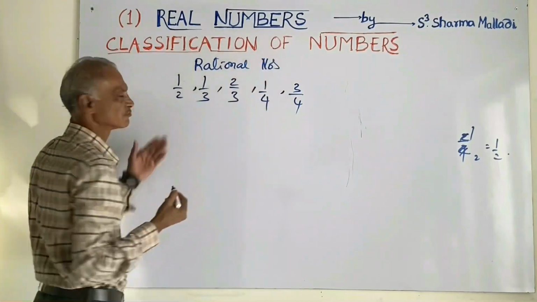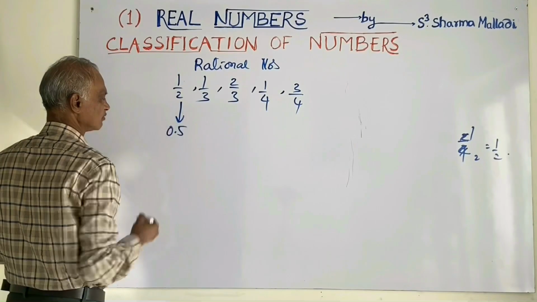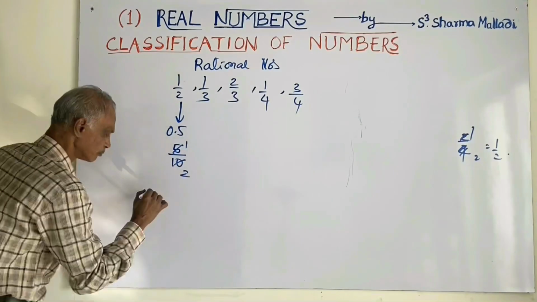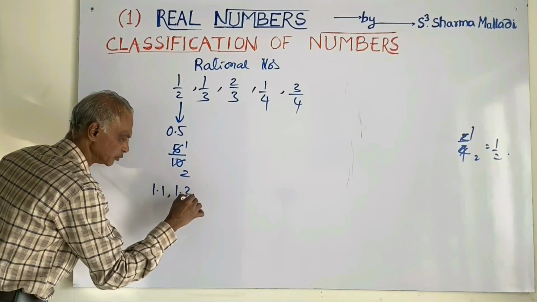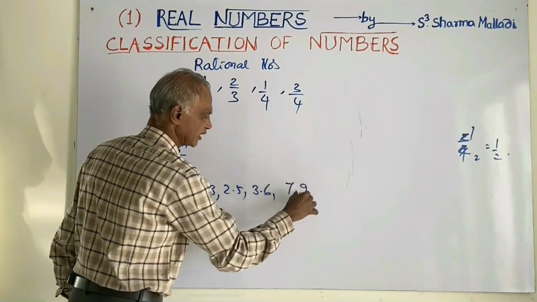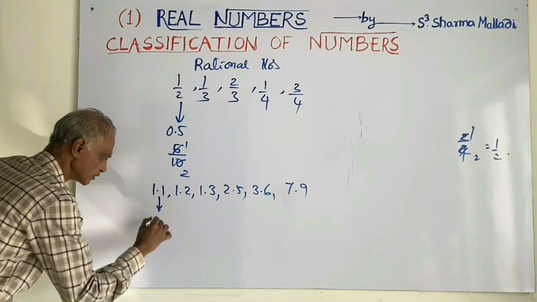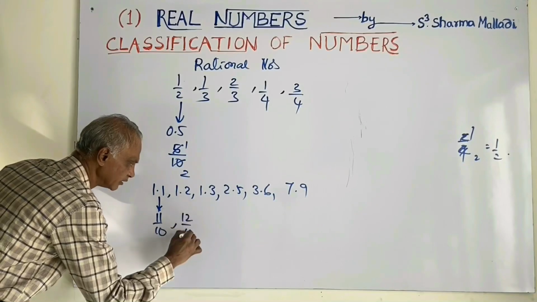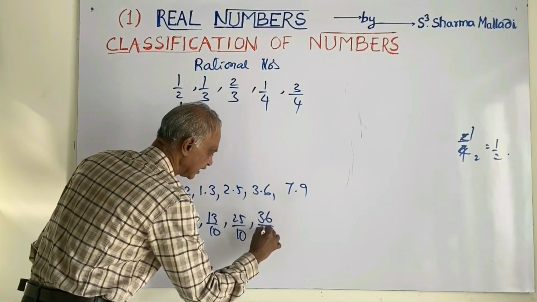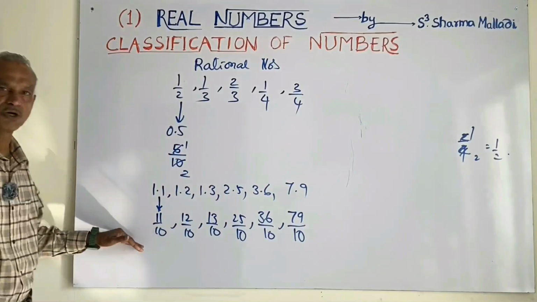See, this 1 by 2 is also represented by 0.5. 0.5 is nothing but 5 by 10. 1.1, 1.2, 1.3 or 2.5, 3.6, 7.9 are also rational numbers. How can you write them as rational numbers? 11 by 10, 12 by 10, 13 by 10, and 25 by 10, 36 by 10, and 79 by 10. These are also rational numbers.